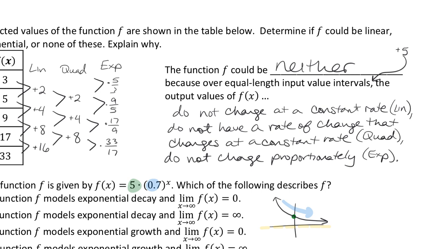I do have a question though. Okay, I'm listening now. Let's say exponential, let's say it did change. So we'd say it doesn't have a change at a constant rate, but then we would say it does change proportionally. You would only have to say that they change proportionally.